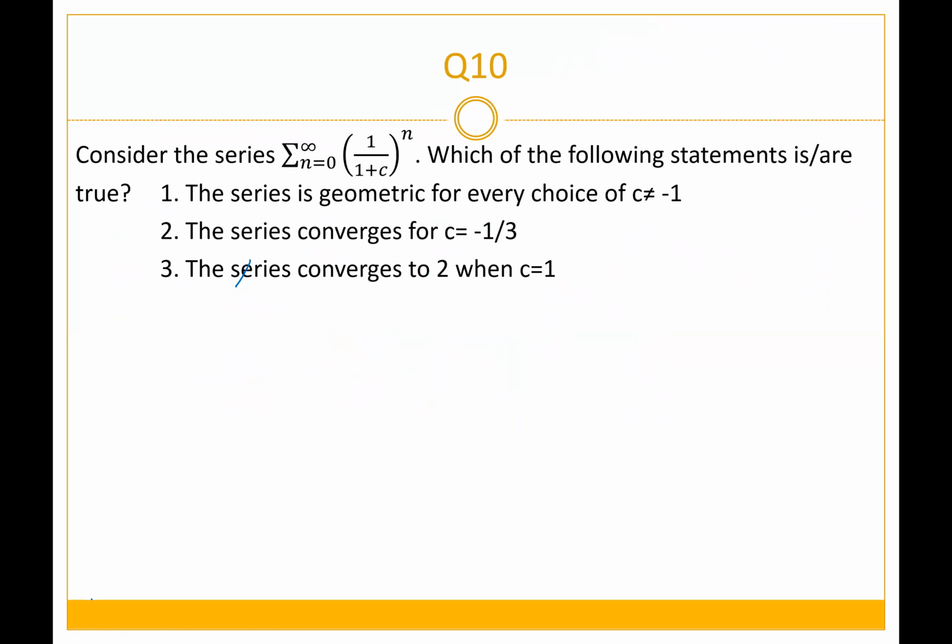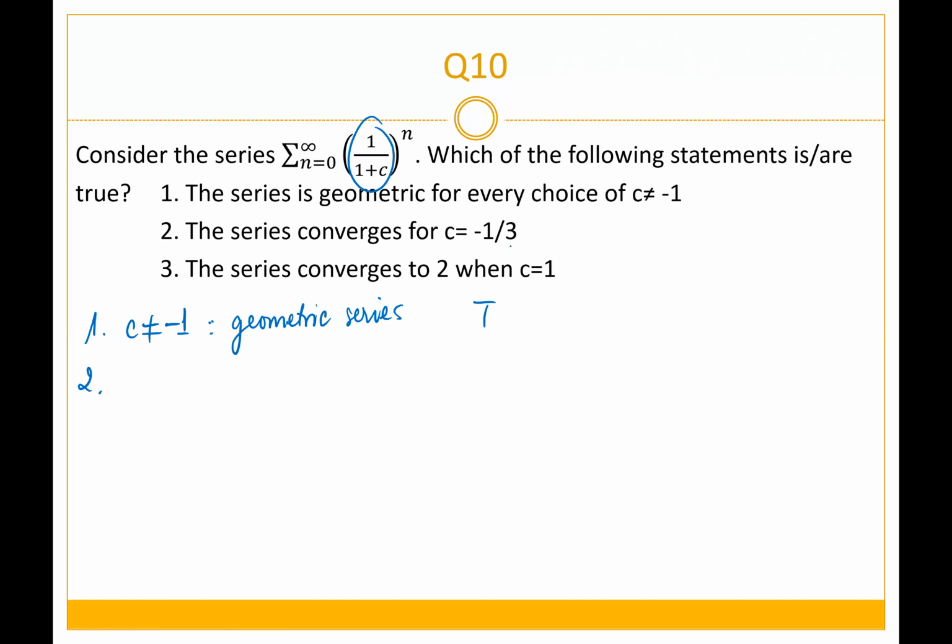Now we're doing question 10. Consider this series. Which of the following statements is true? The series is geometric for every choice of c different than -1. So c equal to -1. When c is different than -1, then yes, this is a geometric series because it's basically just a factor to the n. So it's a number. So a geometric series. Now this is true.